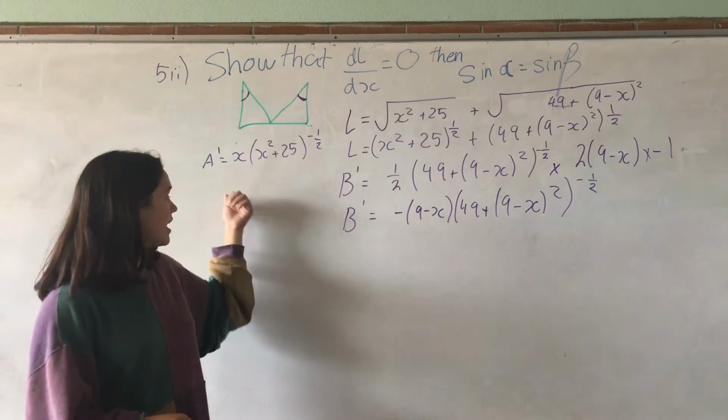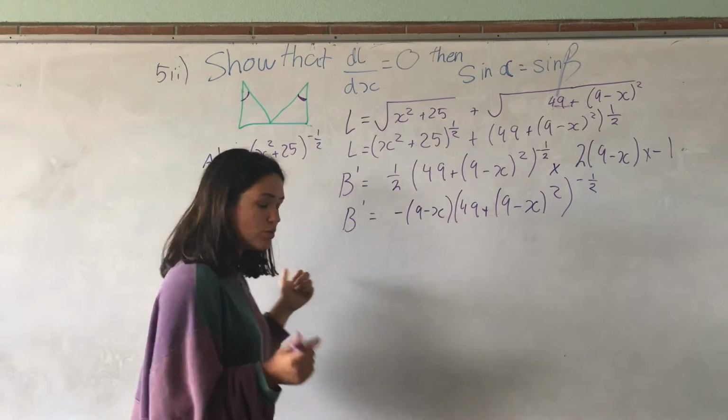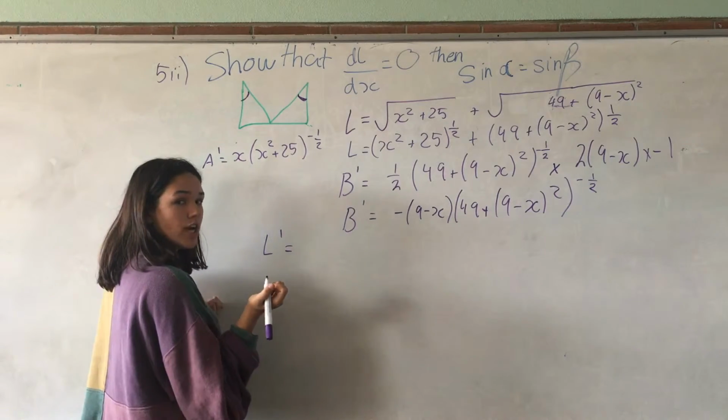L dash is going to equal A dash plus B dash, so what I'm going to do is write that out in a chunky equation.